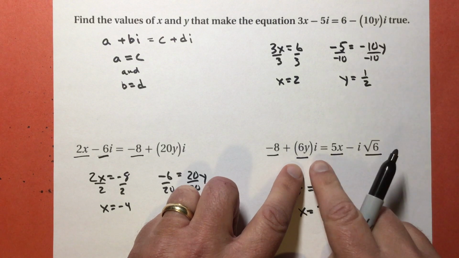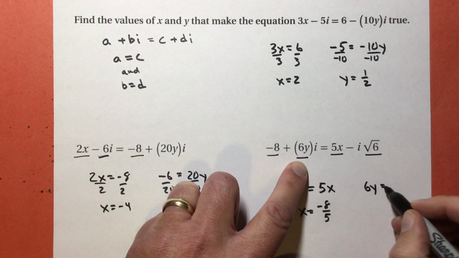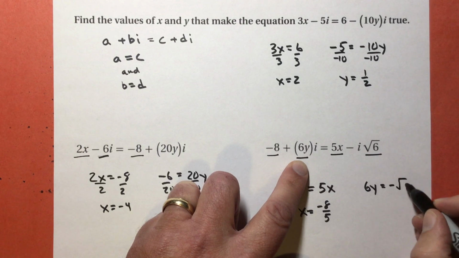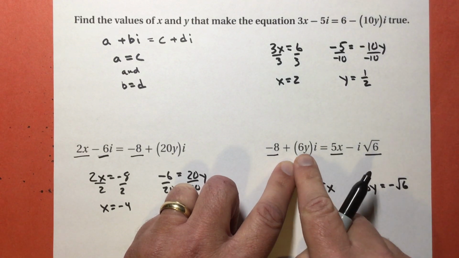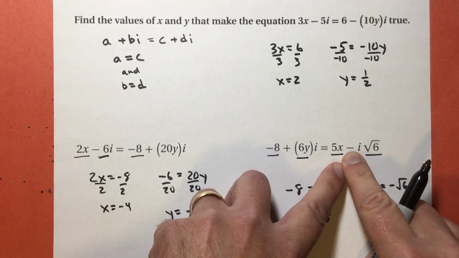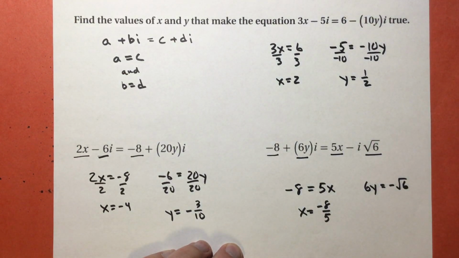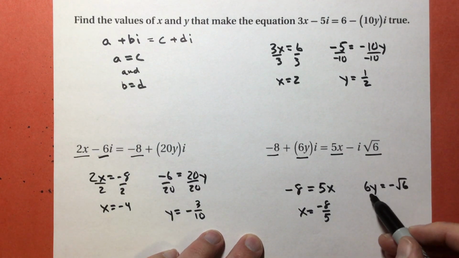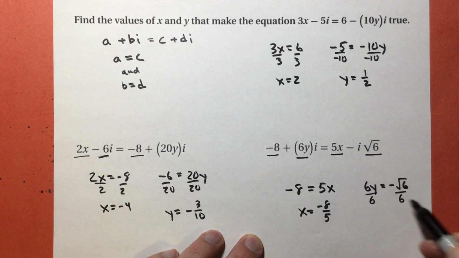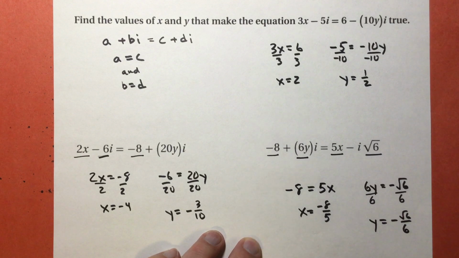Also, 6y equals negative square root of 6. So 6y right here multiplied by the i. What's being multiplied by the i over here? Negative, because of the negative sign, square root of 6. Now, you're probably thinking, well, how am I going to do this? All right? I'm going to divide by 6. And y equals negative square root of 6 over 6. That does not reduce. Okay?